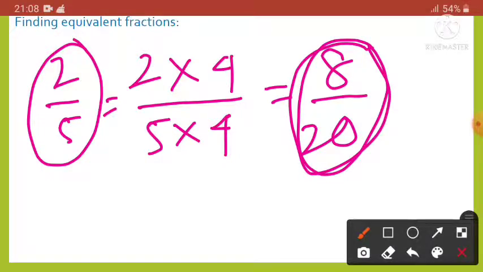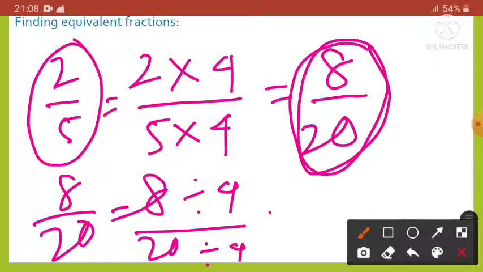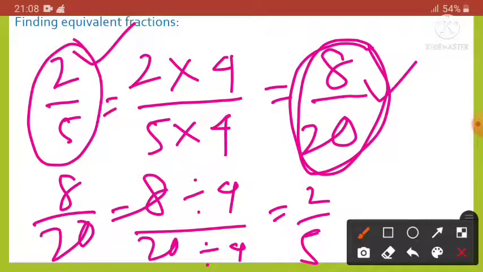How? If we again divide it by 4, we are getting 2 by 5. That means the value does not change but the expressions are different. Here the fraction is 2 by 5, here the fraction is 8 by 20, but it gives the same, that is 2 by 5. Okay, so to find out the equivalent fractions we have to multiply denominator and numerator with the same number.